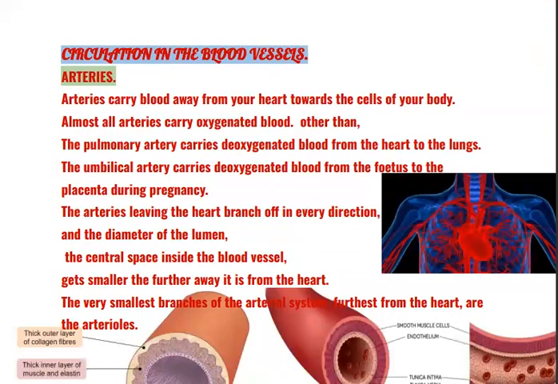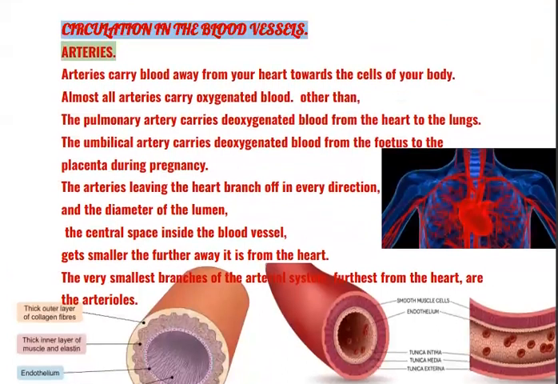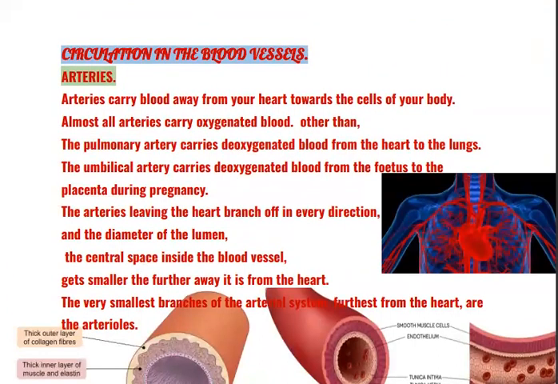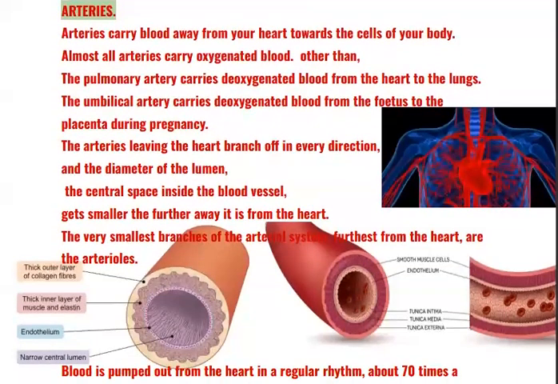Circulation in the blood vessels. Arteries. Arteries carry blood away from your heart towards the cells of your body. Almost all arteries carry oxygenated blood. Other than the pulmonary artery, which carries deoxygenated blood from the heart to the lungs. The umbilical artery carries deoxygenated blood from the fetus to the placenta during pregnancy.